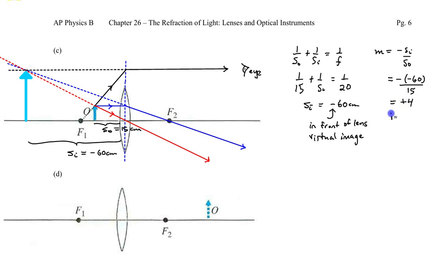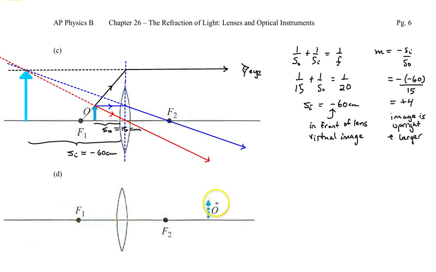This tells you two things. The image is upright. We know it's upright because we have a positive here. And it's larger because it's 4 times larger here. This should be roughly 4 times the height of the original object. Okay, now we move on to part D.